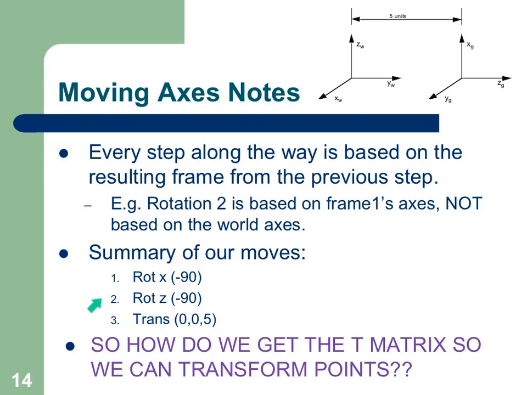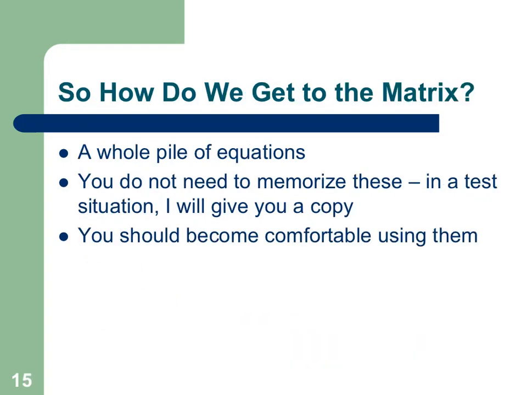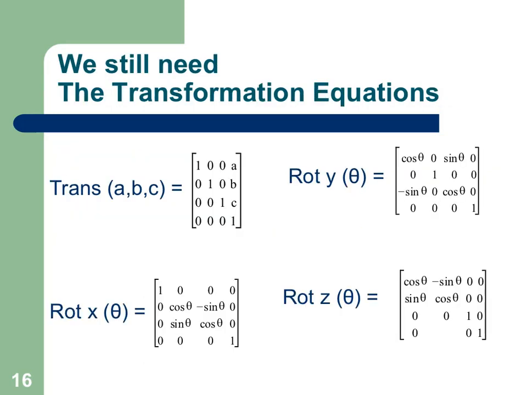So once we have these moves, it's actually pretty easy to get the matrix. Again, I think I said this when I introduced these equations before. You don't need to memorize these equations. If I were to give you a test with these, I would give you a copy, but you should be comfortable using them. So here are all of the transformation equations, right? We started for the rotations with just z, but then we got x, y, and z, and this is the translation.